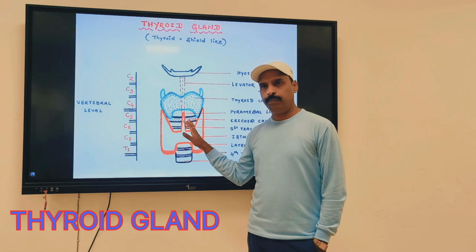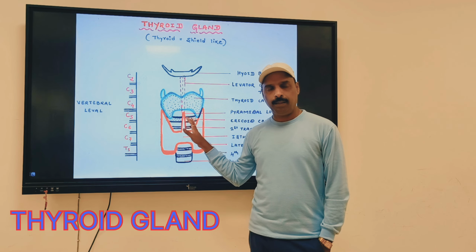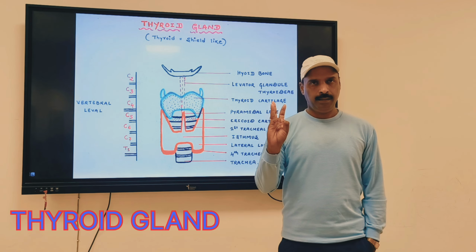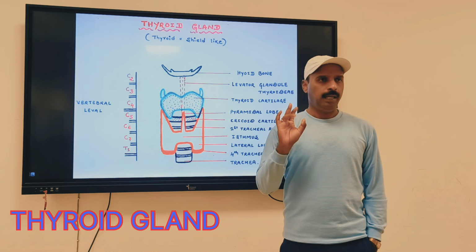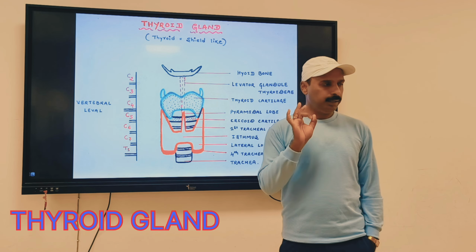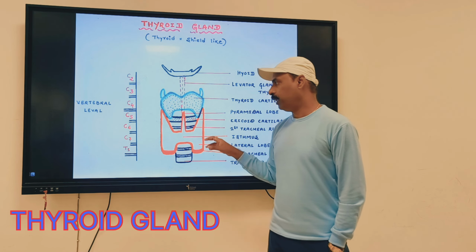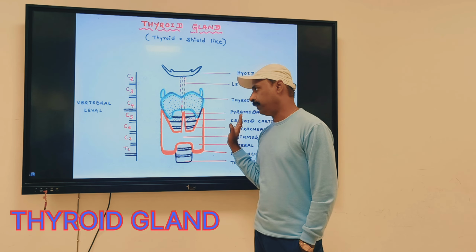The third function is that it also regulates calcium metabolism. So basal metabolic rate, psychic and somatic growth, and calcium metabolism: these are the three important functions of the thyroid hormone. That is what you have to remember.